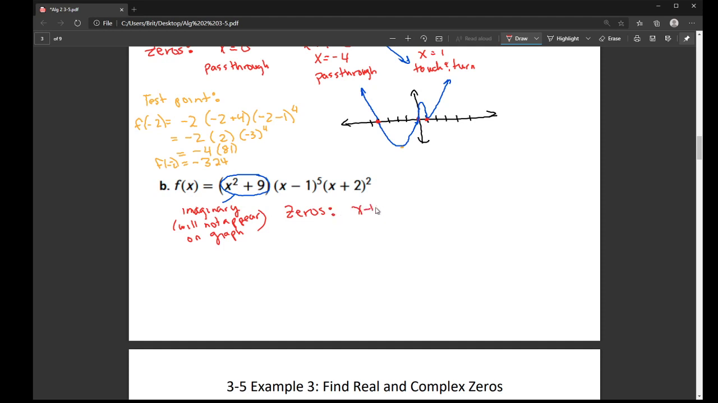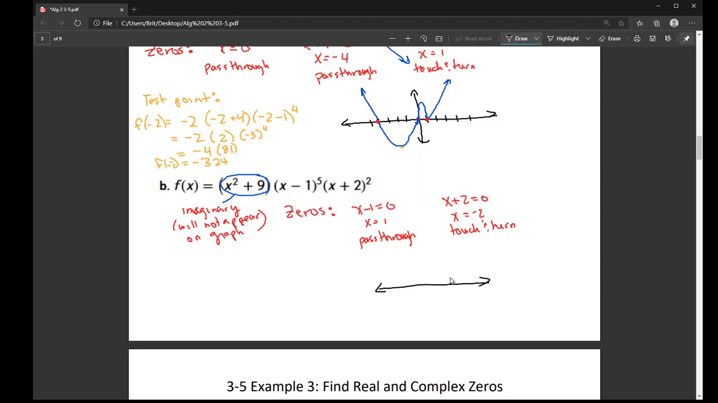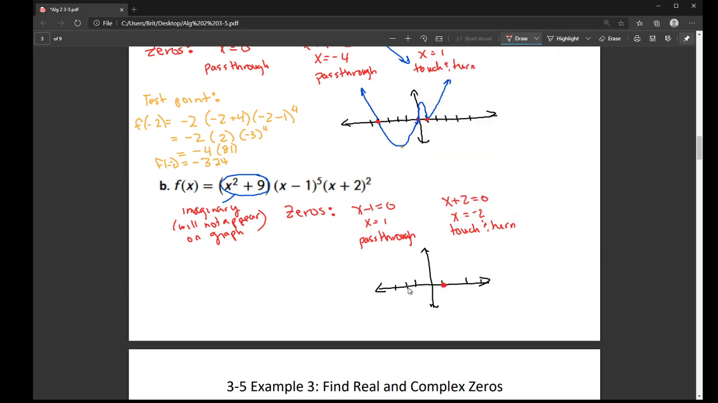So for my zeros, I have x minus 1 equals 0, so x is 1. And I have x plus 2 equals 0, so x is -2. Now if I look at the multiplicities, here this is to the 5th power, so this is going to pass through. And here the x plus 2 is squared, so this is going to touch and turn. So if I do a very quick rough sketch of my graph, my zeros again are at 1 and -2. So all that I would need to do is pick a test point to see what this middle behavior would look like.